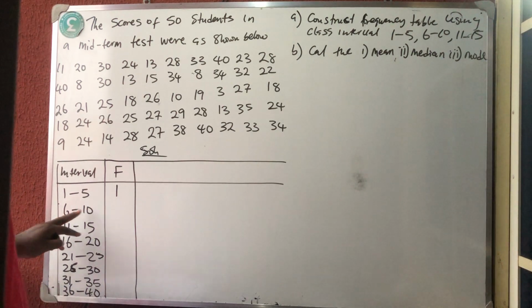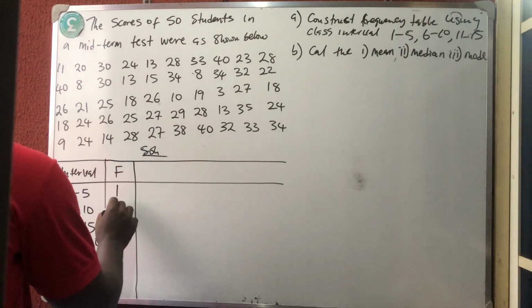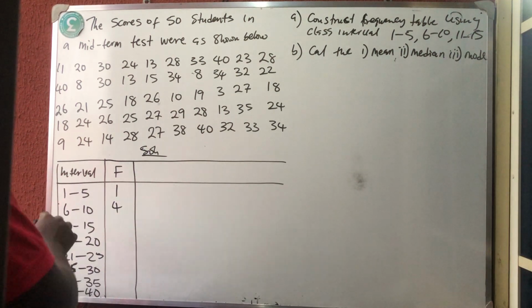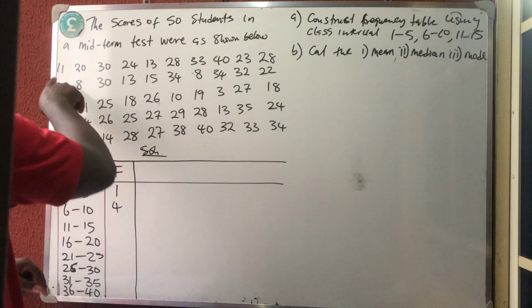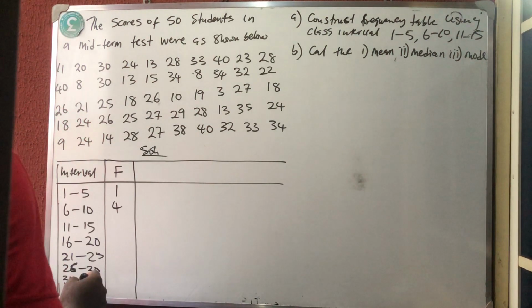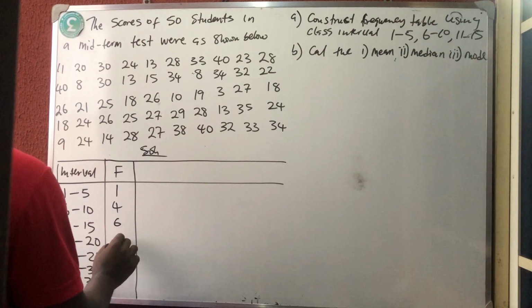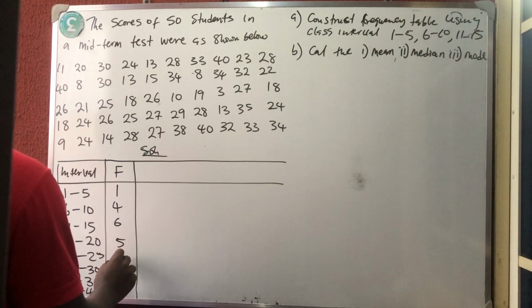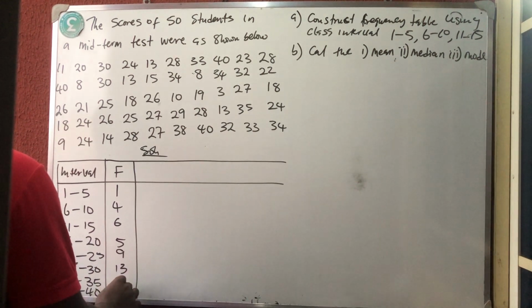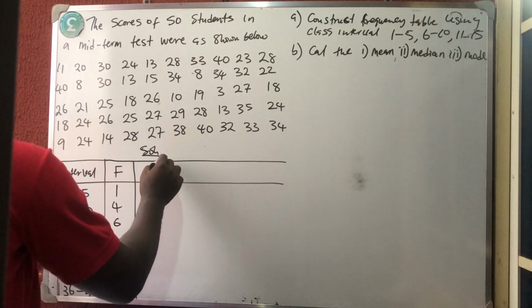From 6 to 10, you check again. They are 4 in number. From 11 to 15, you check, they are 6 in number, and this one 5 in number, 9 in number, 13 in number, 8 in number, and 4 in number.